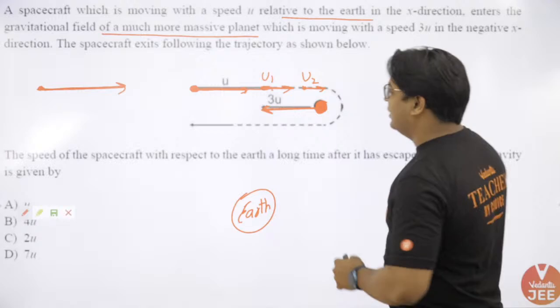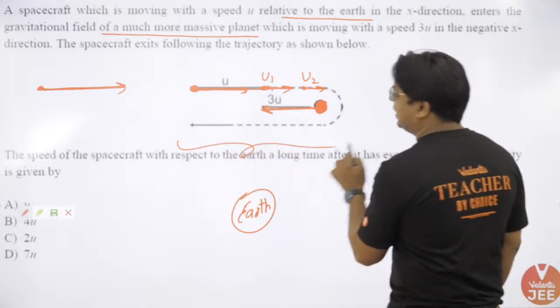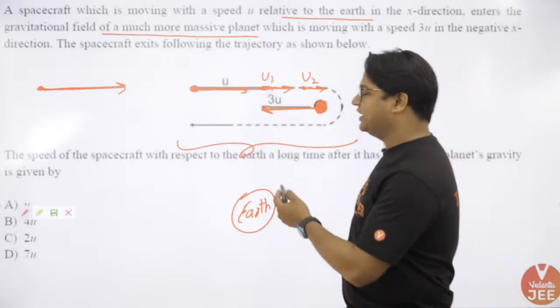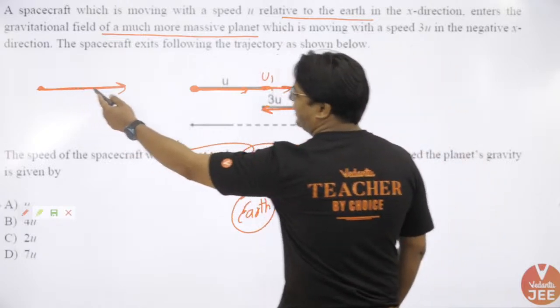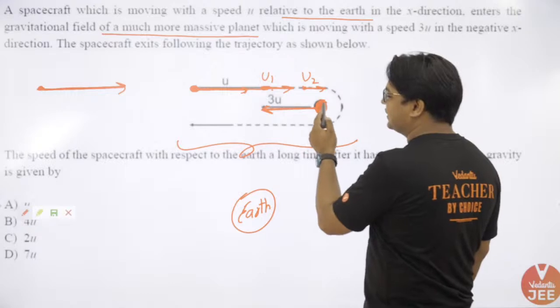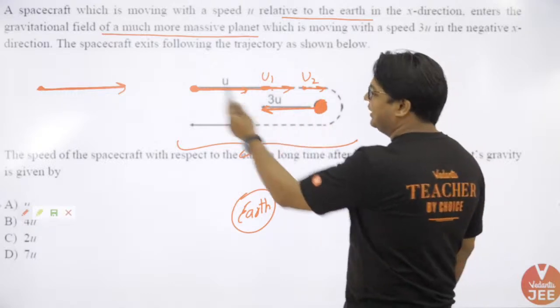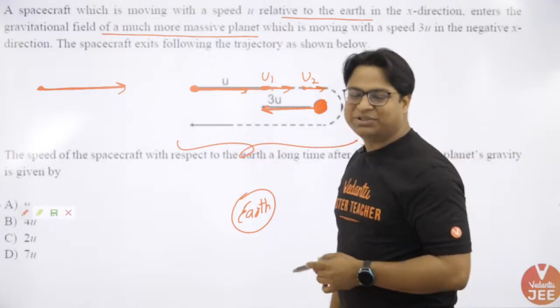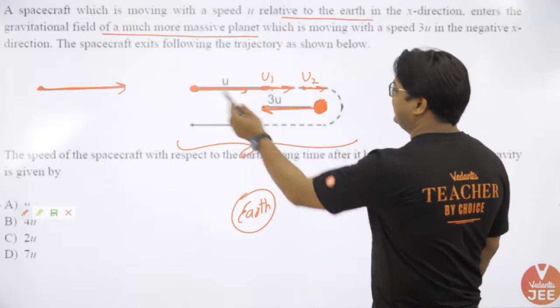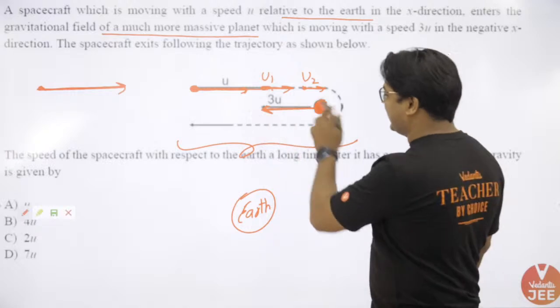Now, if you can relate to this situation, if you can recall, this is something that happened with our Chandrayaan, something similar. Chandrayaan came from far away, and then because of the gravitational pull of the moon, it started accelerating while the moon continued its journey around the Earth unaffected, and then eventually the Chandrayaan crashed on the moon.